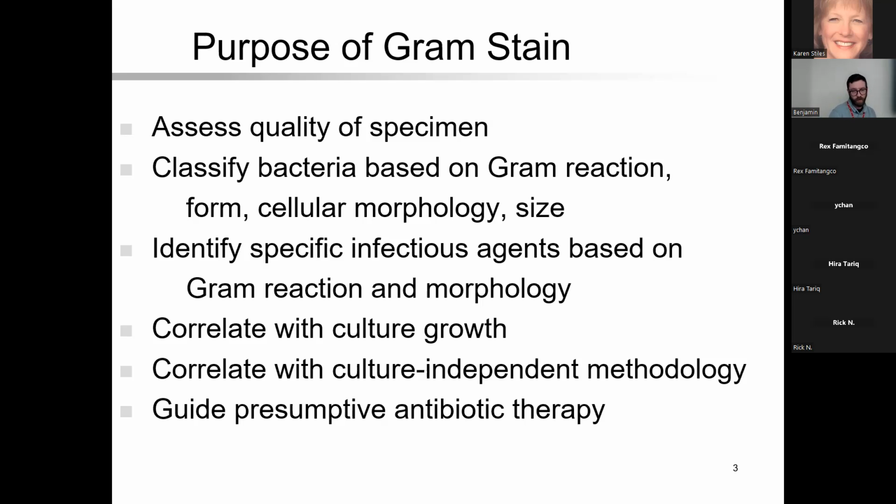Specific infectious agents will then be obvious to us with the gram reaction and the morphology. We want to correlate that with culture growth. What we see on the Gram stain is what we see growing on the plates. We want to correlate with culture independent methodology. A lot of places, positive blood cultures will do the BioFire from the bottle. If we see gram positive cocci in chains, we want to see Strep or Enterococcus on the results of that culture independent method. And then physicians are going to use this to guide presumptive antibiotics moving forward.